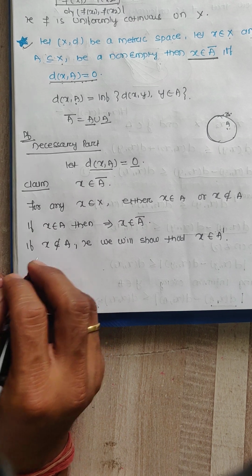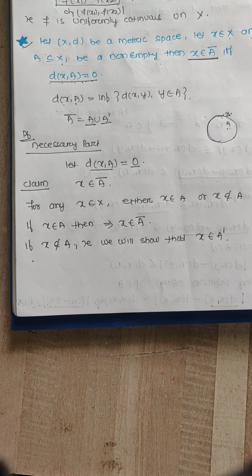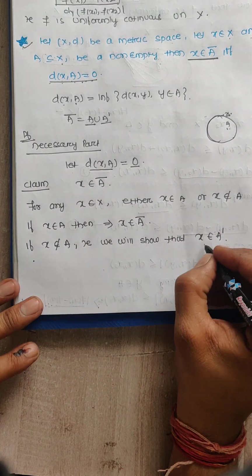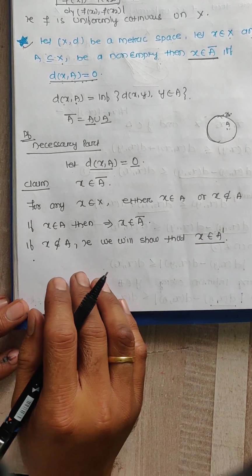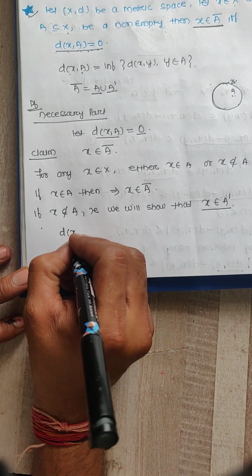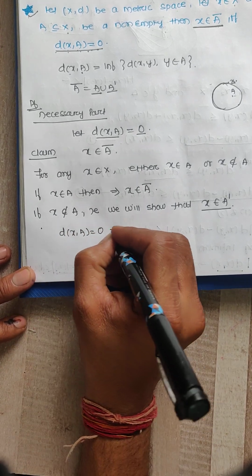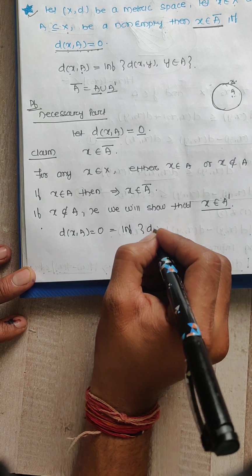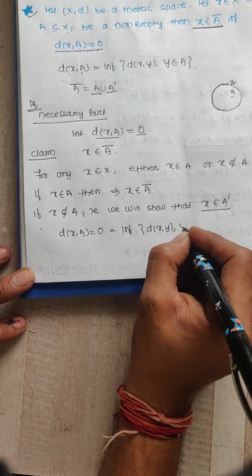Let us assume that, so I need to show that x is in A closure. x is the limit point of A. Given that the distance between x and A is 0, which is nothing but the infimum of the distance between x and y, y belongs to A.